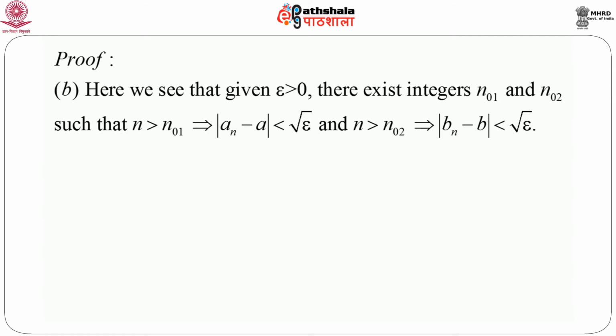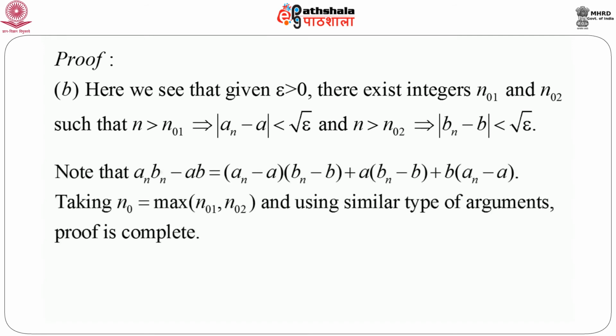So given every epsilon greater than 0, there exist integers n naught 1 and n naught 2 such that n greater than n naught 1 implies mod of an minus a is less than square root of epsilon. Now epsilon is positive, however small it might be, so the square root exists. And whenever n is greater than n naught 2, this implies that mod of bn minus b is less than square root of epsilon. Now all we have to show is that the absolute difference between an bn, that is an into bn, and ab should be less than epsilon. In order to do that, just consider one small identity.